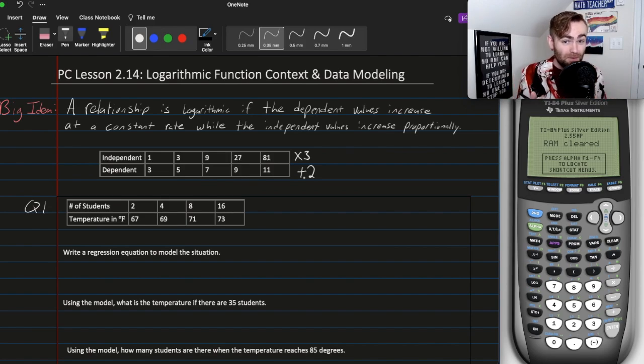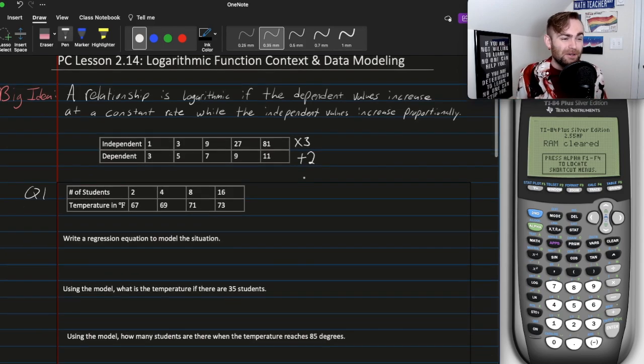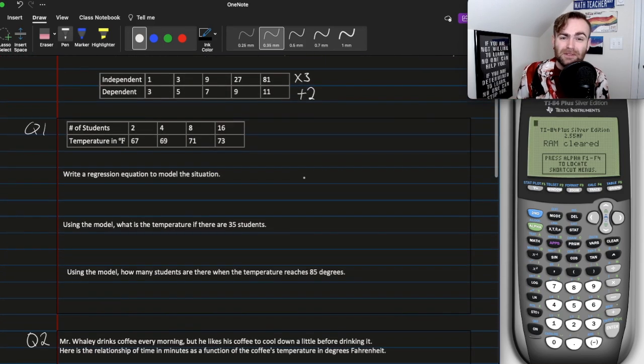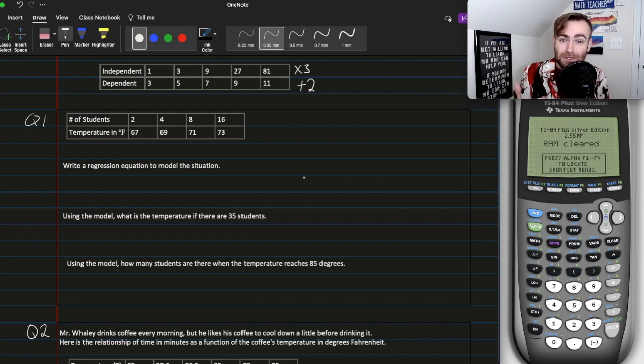And if you can tell me what it is, I'll be super impressed. But I'm not going to tell you. I want you to try to figure it out if you want to know. So let's do some logarithmic regression, if you will.